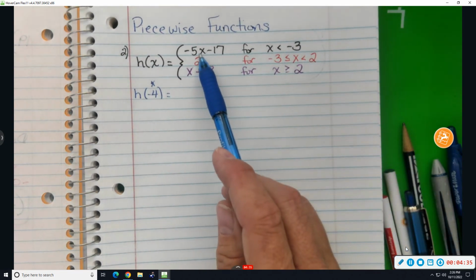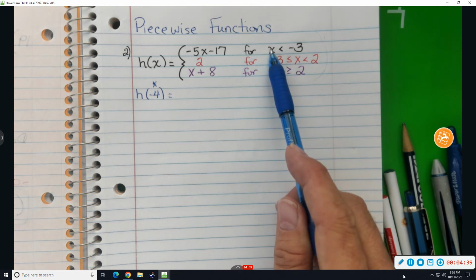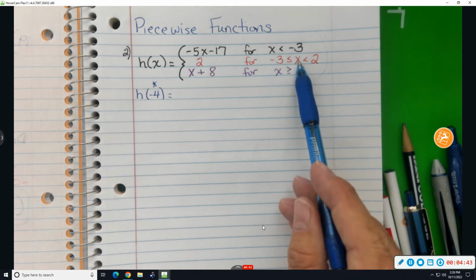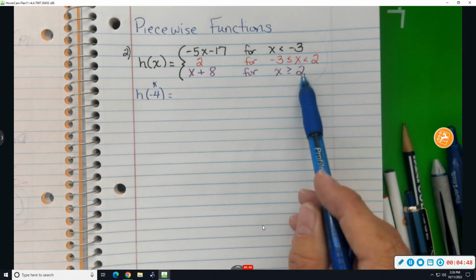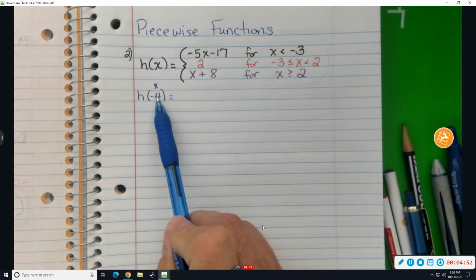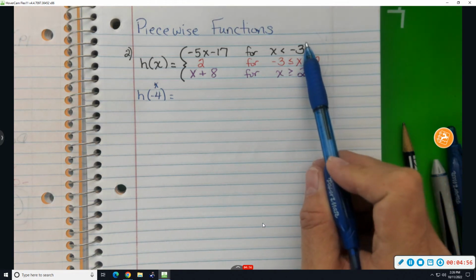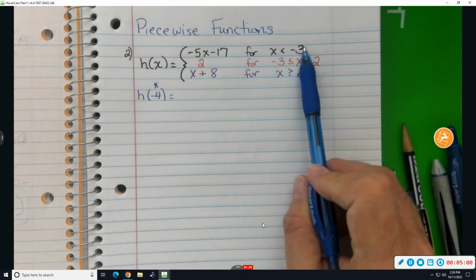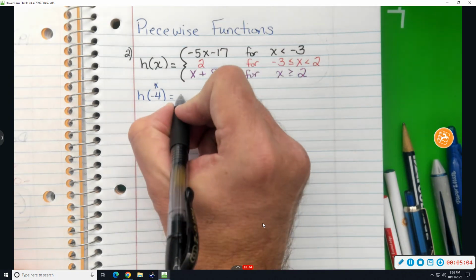We use the black rule for x values that are less than negative 3. Use the red rule for x's between negative 3 and 2. The purple rule for x's greater than or equal to 2. So where does this x value go? Negative 4 is less than negative 3. So we're going to plug the negative 4 into the black x.